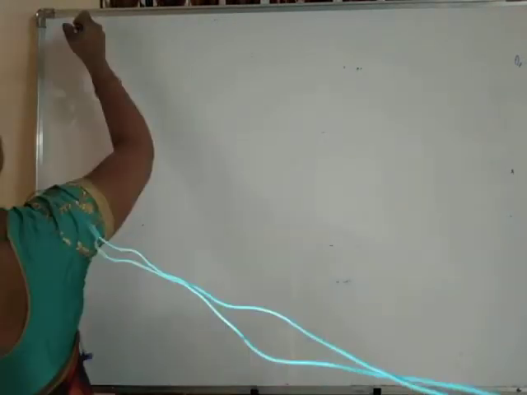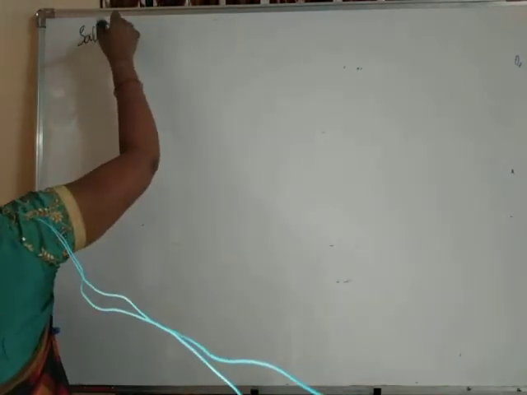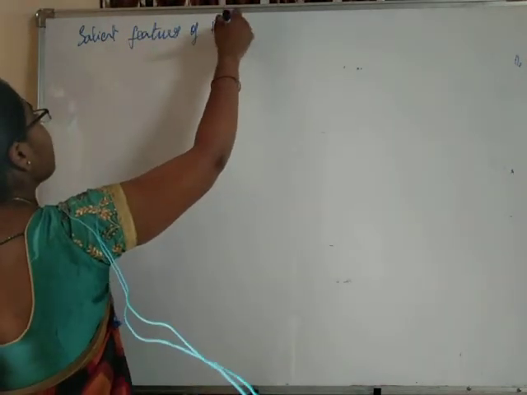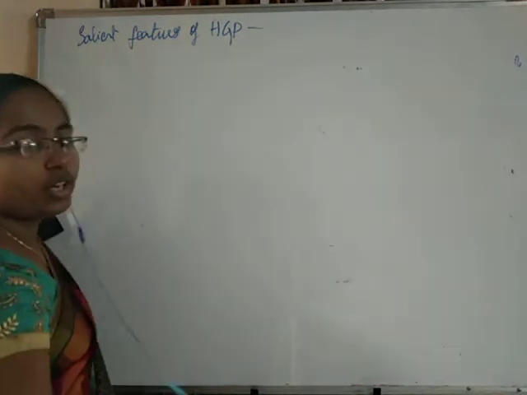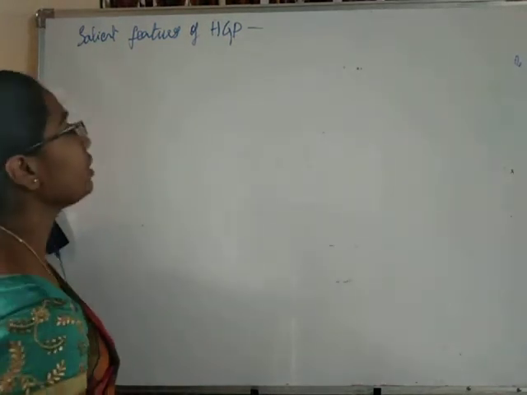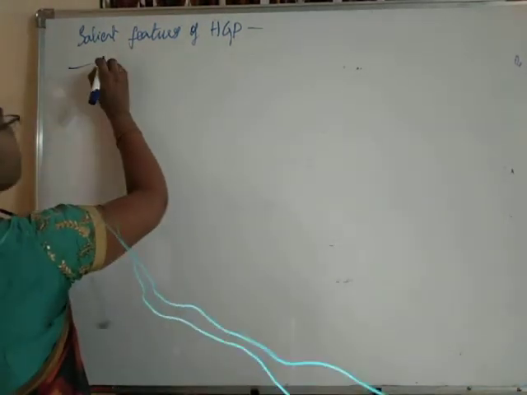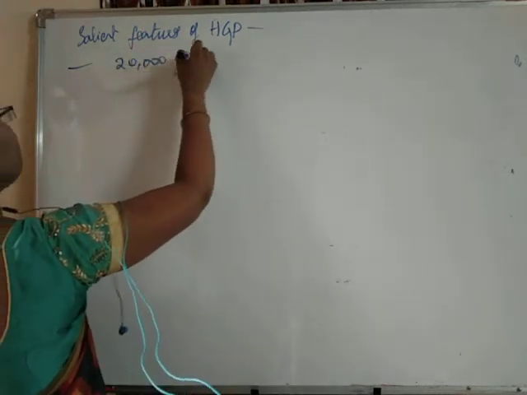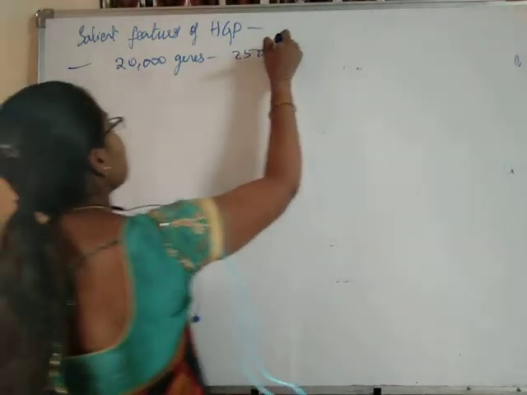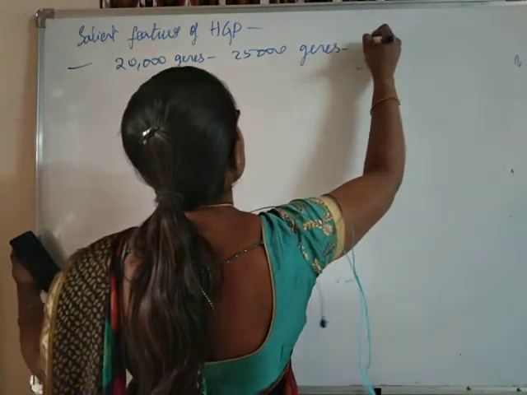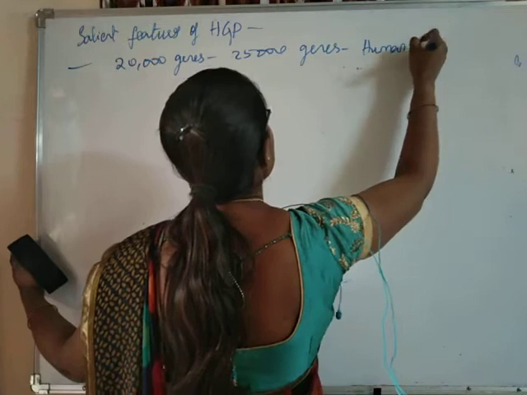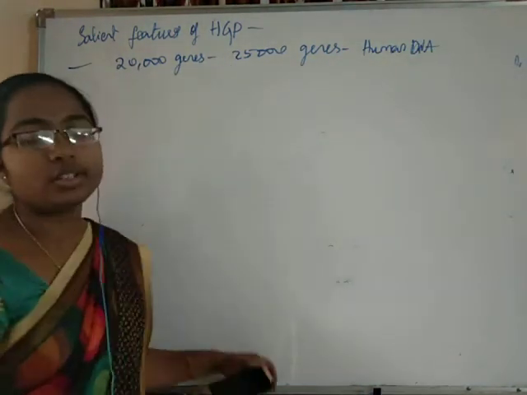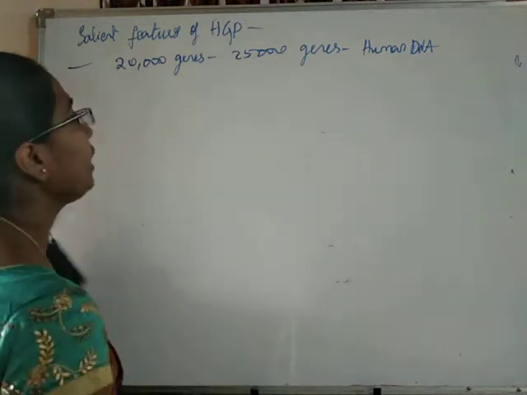Now we are going to learn about the salient features of the Human Genome Project. See students, the salient features of the Human Genome Project are to identify the 20,000 to 25,000 genes which are present in the human DNA, and these genes have to be isolated.